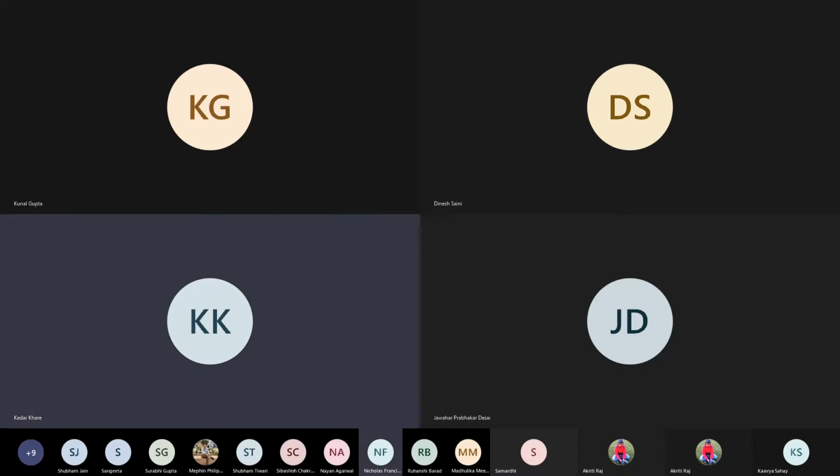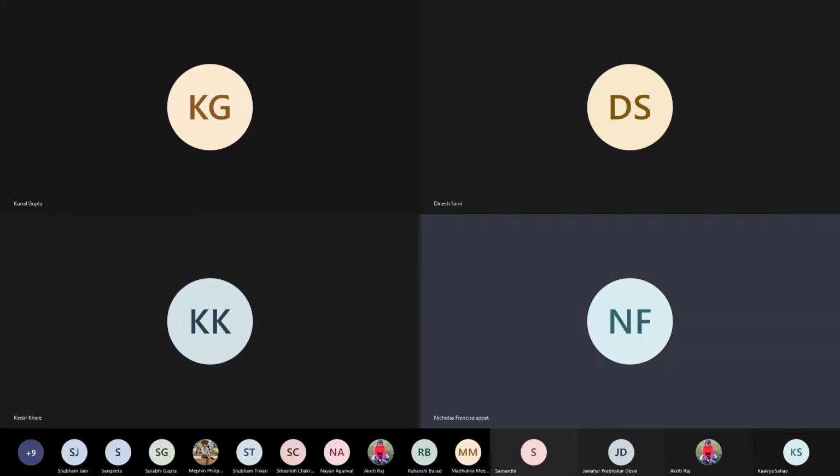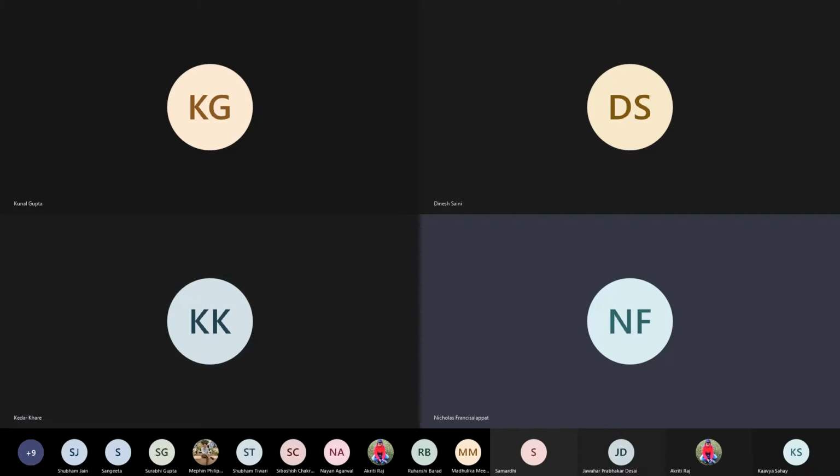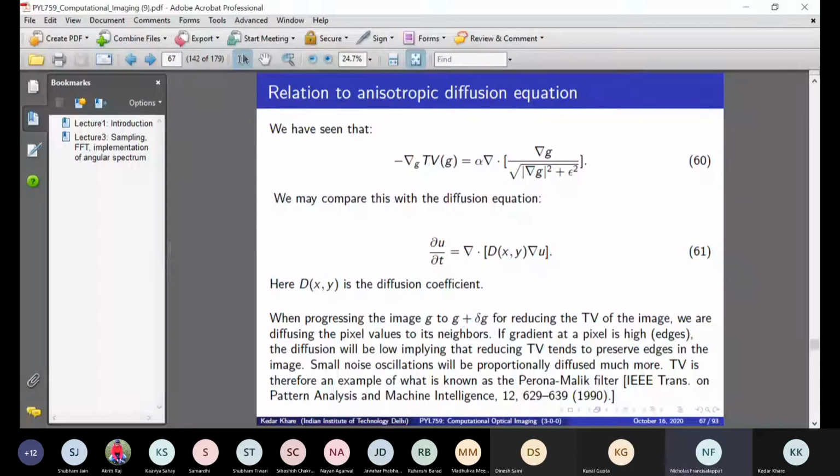Sir, I have a doubt regarding the assignment. When you told us to make a circular mask, did you intend that the circular mask is at the center of the image? It could be anywhere, I don't care, but yes, you could put it at the center. In optics, generally, the aperture is on axis, so you can put it at the center.